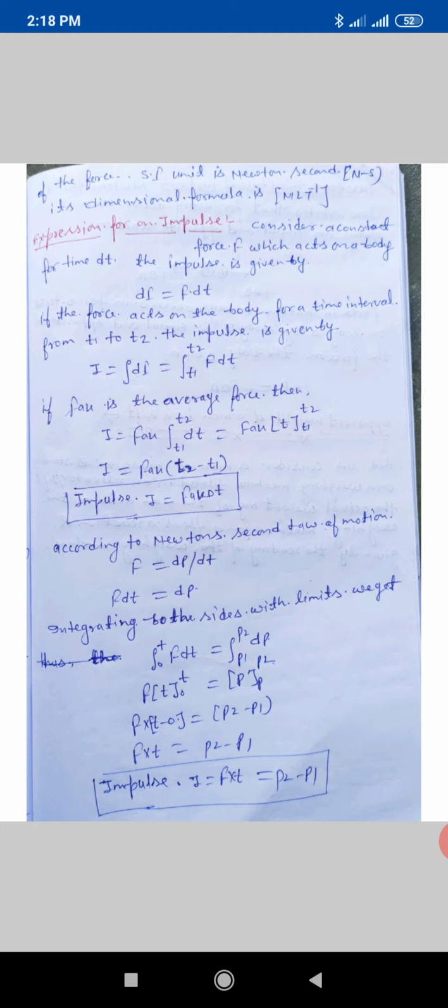According to Newton's second law of motion, we know F equals dp upon dt, then F dt equals dp. Integrating both sides with limits, we get the integral of F dt from 0 to t equals the integral of dp from p1 to p2, where the momentum goes from p1 to p2, initial to final. So F into (t minus 0) equals p2 minus p1, that is F into t equals p2 minus p1, and F into t is impulse. Impulse I equals F into t equals p2 minus p1.